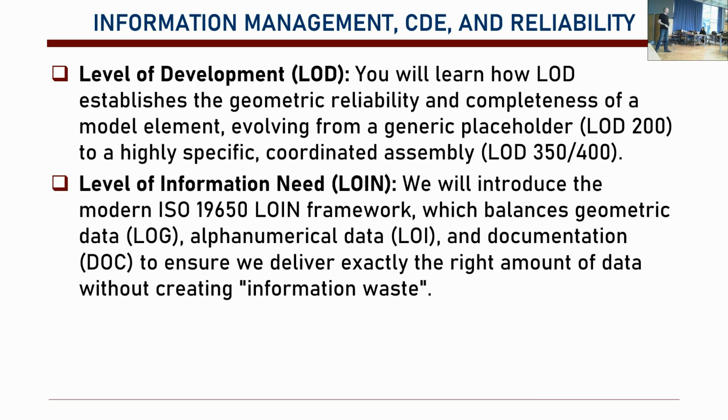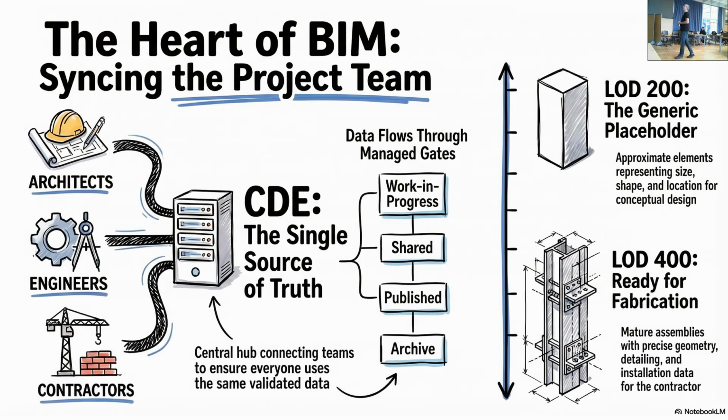And then we will also talk about LOIN, which is a new way of approaching this process. It's based on the ISO 19650 LOIN framework, where we balance the geometric data with the alphanumeric data, the level of information, and the documentation, so that we deliver the right amount of data at the right time. We don't want to waste information, because sometimes too much information at the wrong time is not good. So, this is the overall view of today's class.